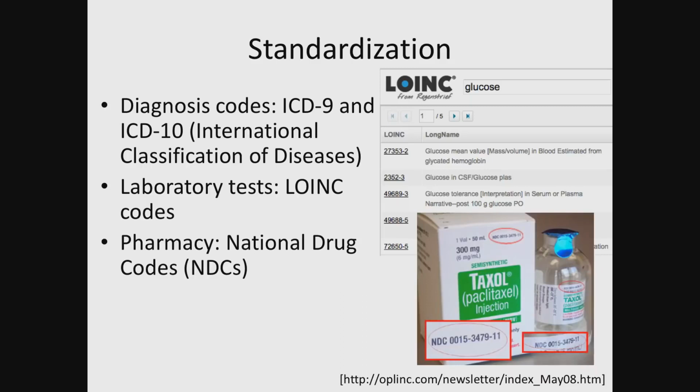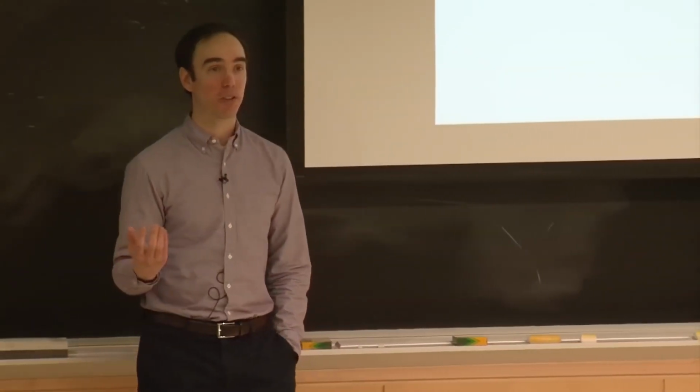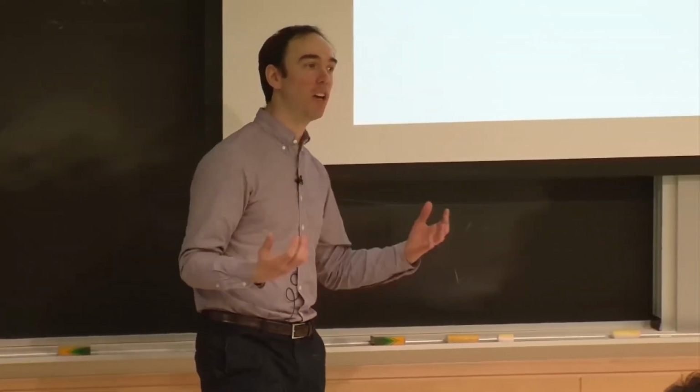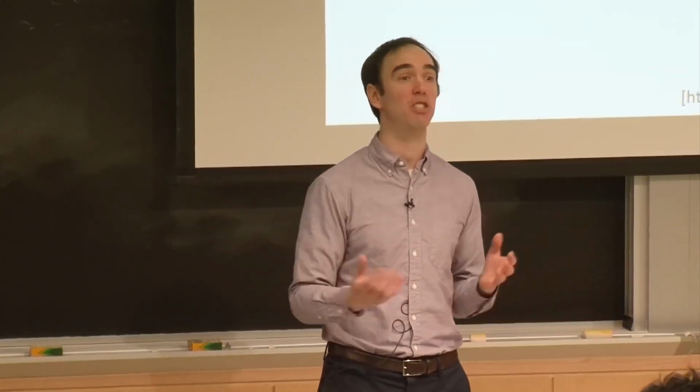Pharmacy national drug codes should be very familiar to you. If you take any medication that you've been prescribed and you look carefully, you'll see a number on it, NDC 0015347911. That number is unique to that medication. In fact, it's even unique to the brand of that medication. And there's an associated taxonomy with it. And so one can really understand in a very structured way what medications the patient is on and how those medications relate to one another.